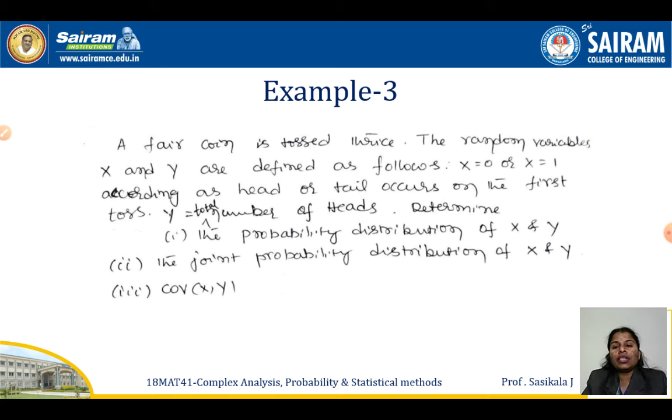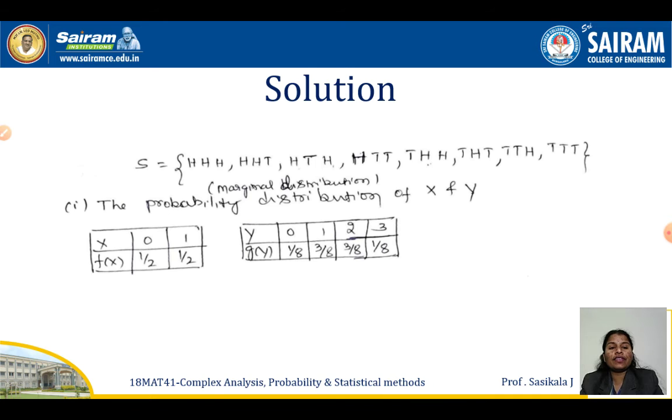So the first toss will give head means 0, tail means 1. In that outcome sample space, how many heads are there in the first toss? Totally I have 1, 2, 3, 4. So 4 is your favorable outcome, divided by the total number of outcomes as per the probability rule. So 4 by 8 you will get, which is nothing but 1 by 2. Similarly, how many tails occur on the first toss? It will be 1, 2, 3, 4, right?